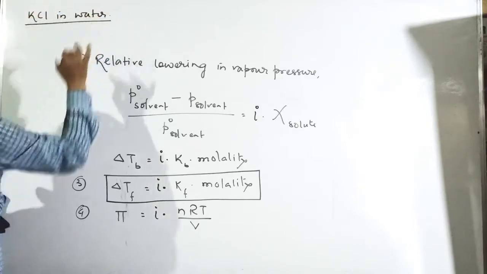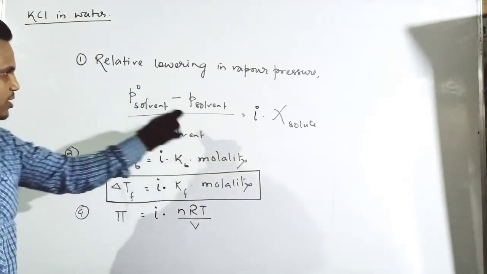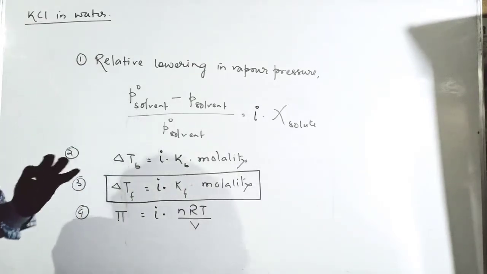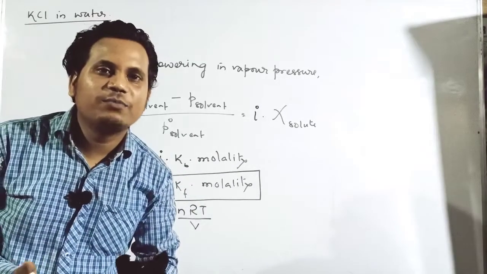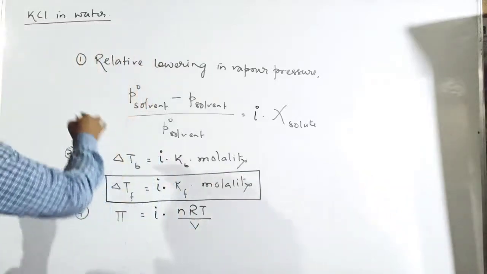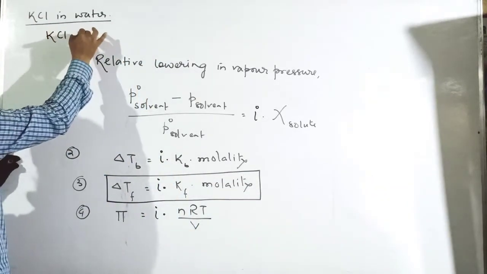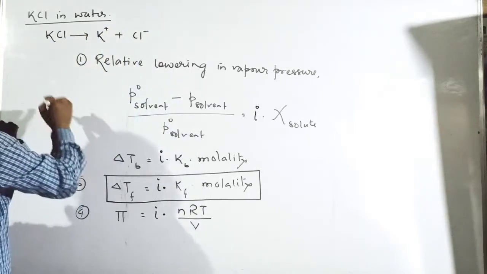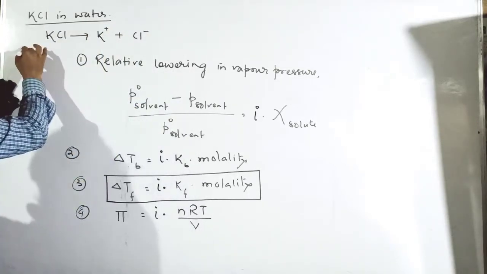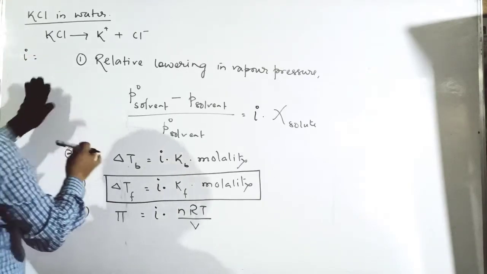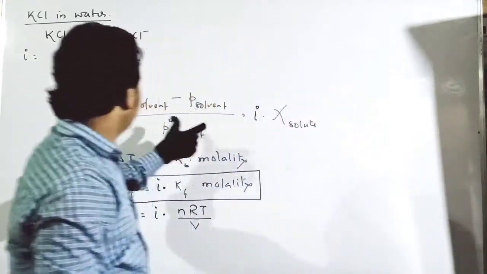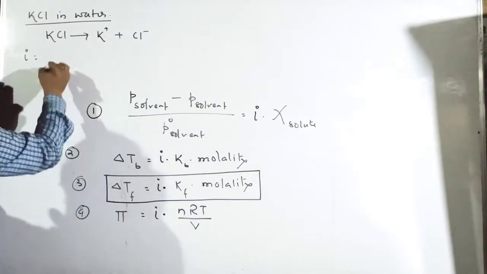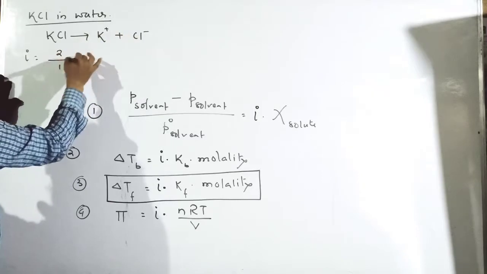KCl in water. So you can go back and see, KCl in water. What is KCl? It is an ionic compound. If you keep it in water, it will break and give K positive and Cl negative. What is the value of i for KCl? So i for KCl will be equal to, you remember this part, 112 by 1, that is 2.